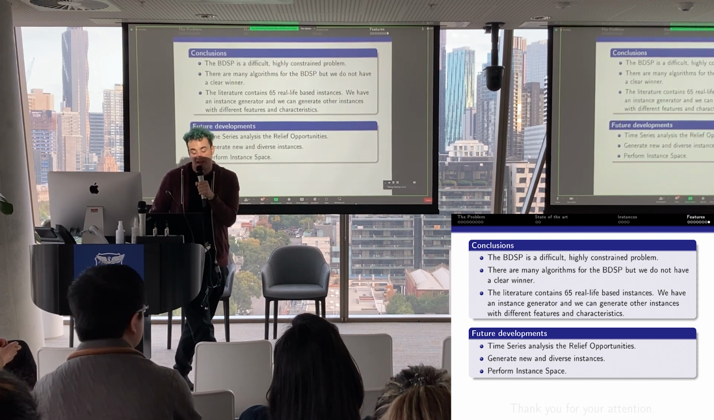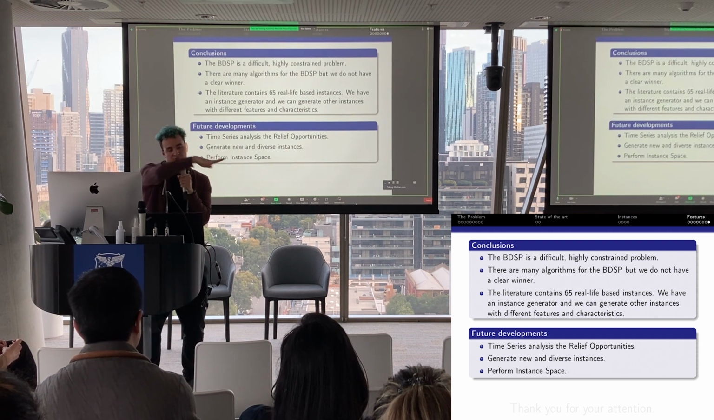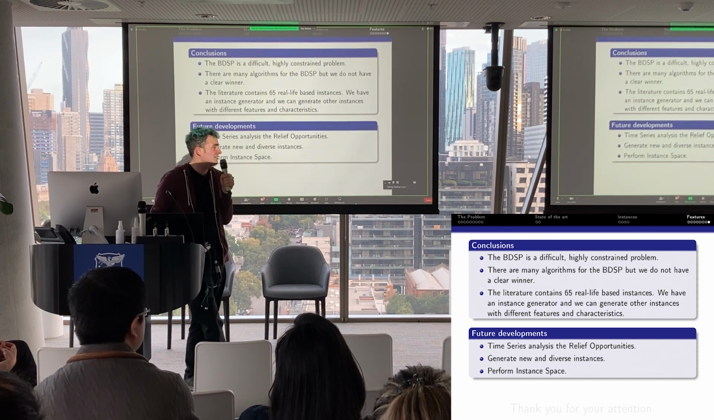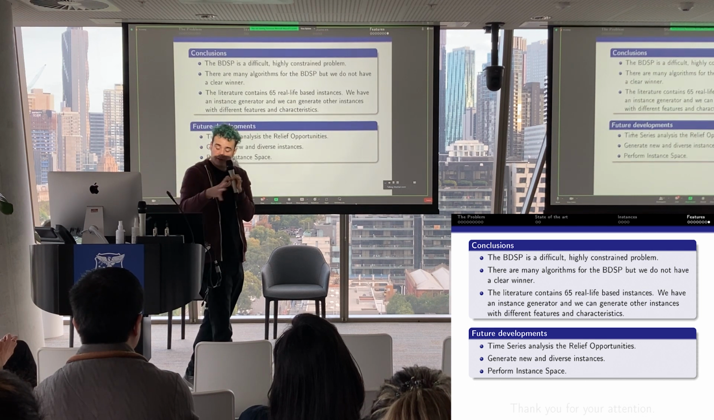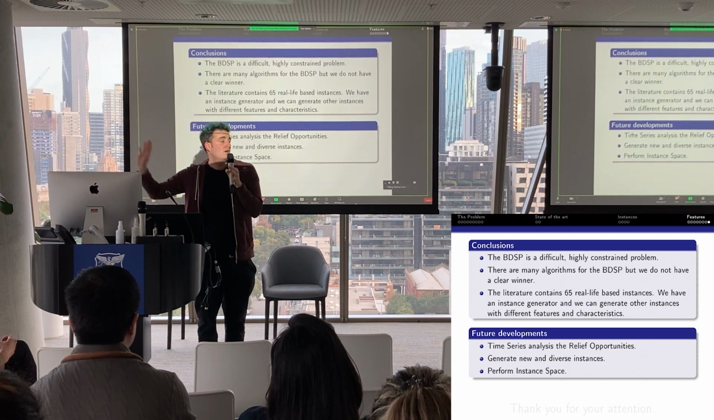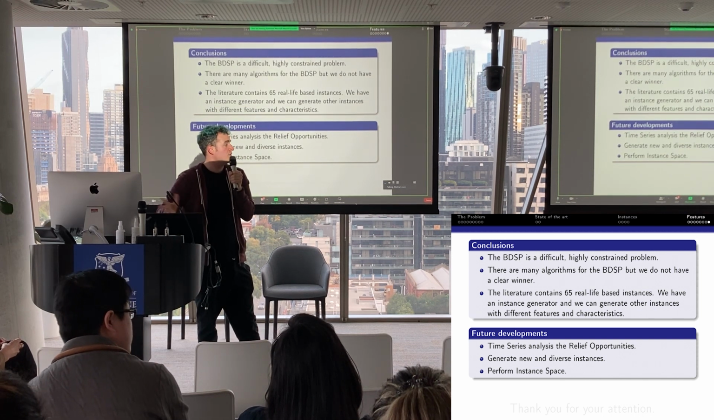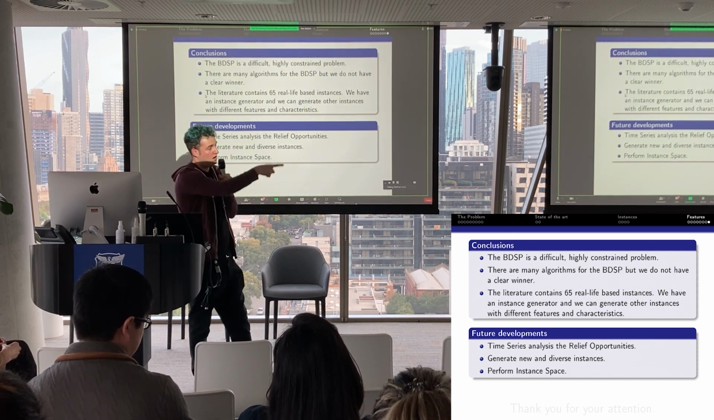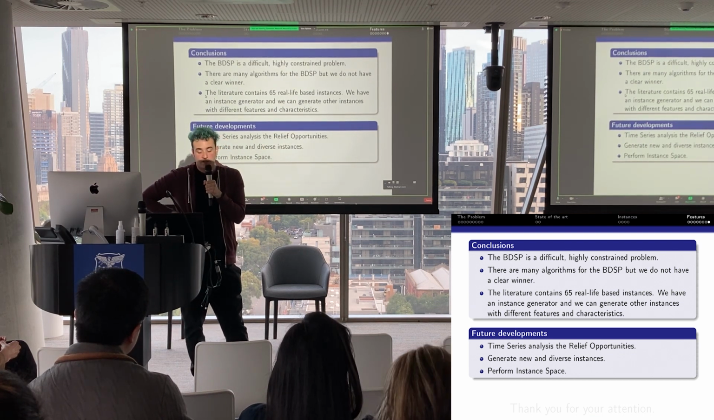So I'd like to study what happens to these relief opportunities with this time series, and I would like to generate new and diverse instances that take these things into account. Maybe we can generate diverse instances also with diverse time series shapes, relief opportunity shapes. And when we have this, and when we also have the new algorithms that I presented to you, we'd like to perform an instance-based analysis.